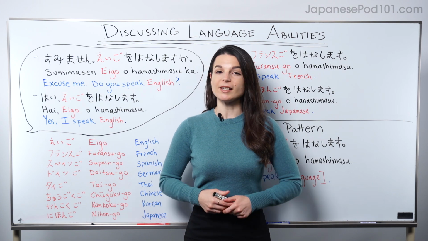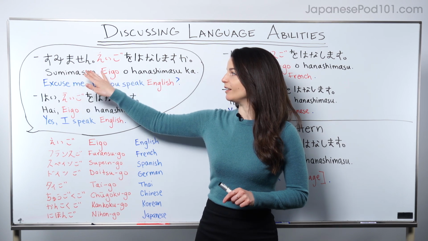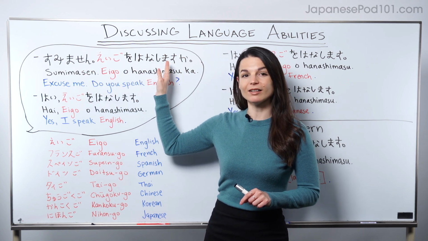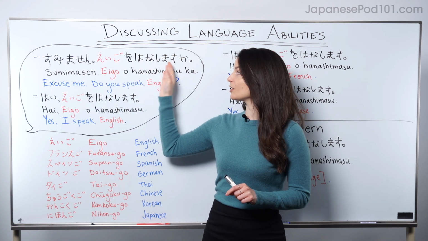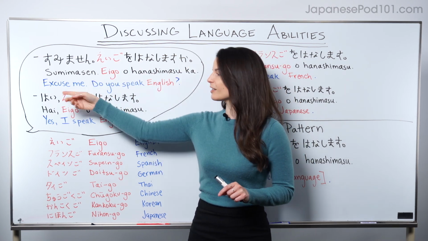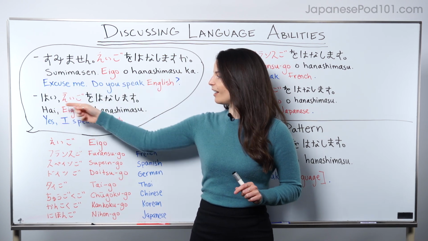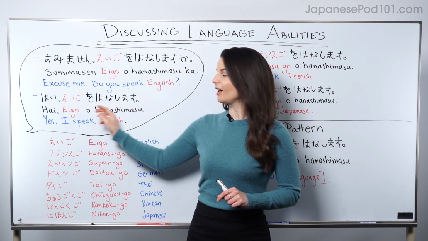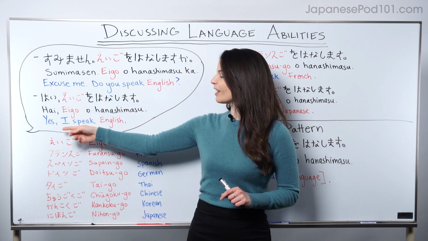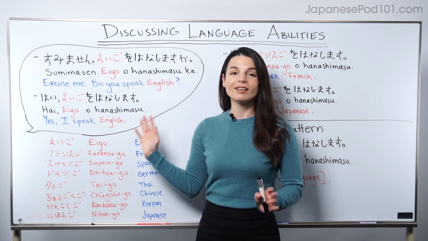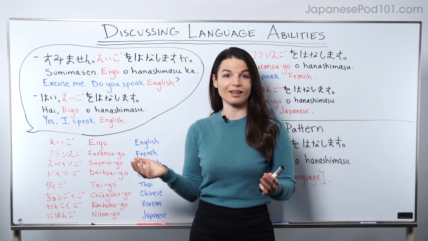Okay, let's start by taking a look at the dialogue for this lesson. First is すみません。英語を話しますか? Which means, excuse me, do you speak English? And the response is, はい、英語を話します. Which means, yes, I speak English. In this dialogue, you'll notice that the words in red correspond to the word for English.